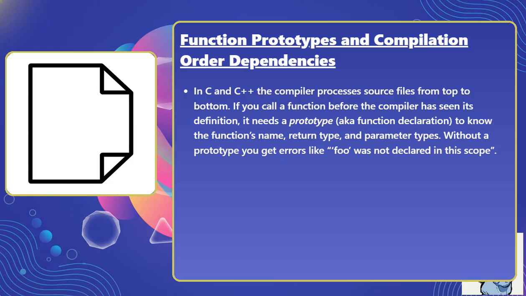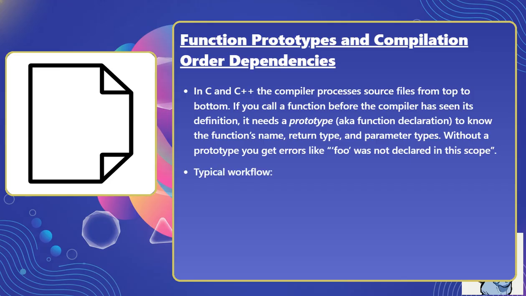In C and C++, the compiler processes source files from top to bottom. If you call a function before the compiler has seen its definition, it needs a prototype, also known as a function declaration, to know the function's name, return type, and parameter types. Without a prototype, you get errors like "foo was not declared in this scope."